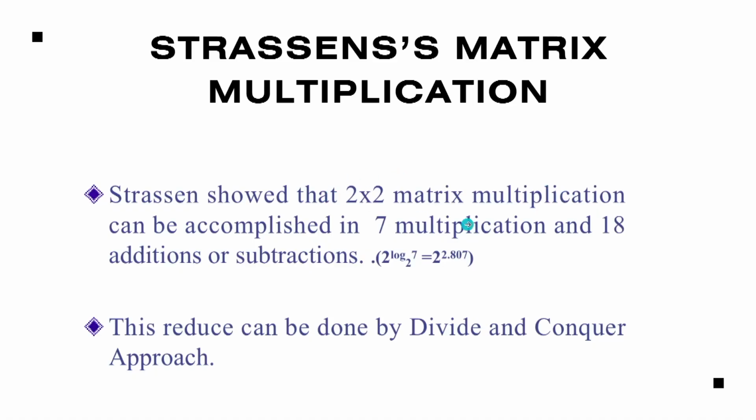What Strassen has done is that he has shown that we can do that same 2 by 2 matrix multiplication with just 7 multiplications instead of 8, and instead of having 4 additions we could do that with 18 additions and subtractions. So, you may wonder that we have just reduced multiplication by 1, while on the other hand the number of additions or subtractions has become 4 times more, and how could Strassen's approach be better?